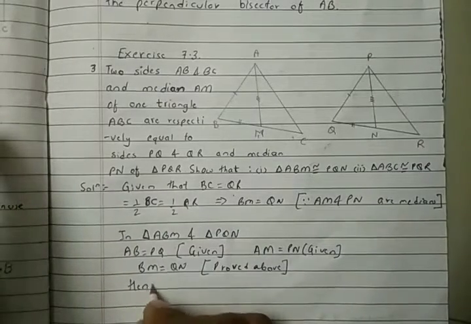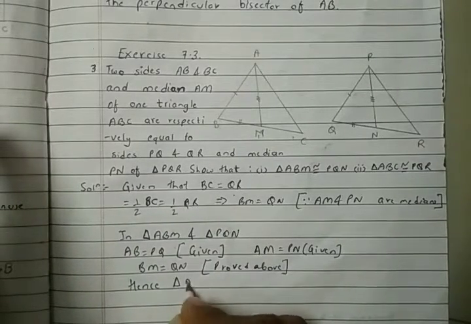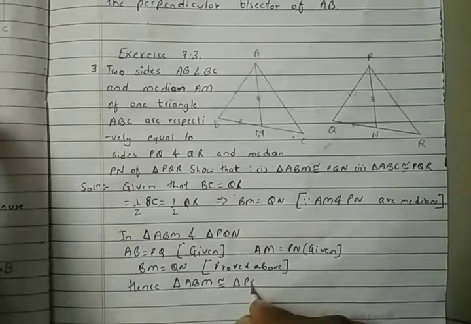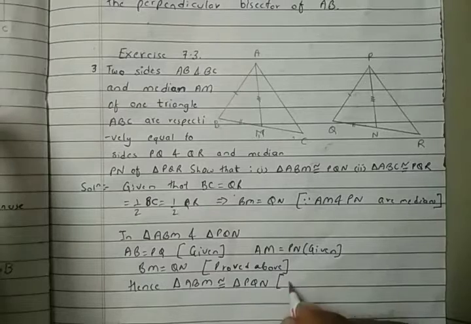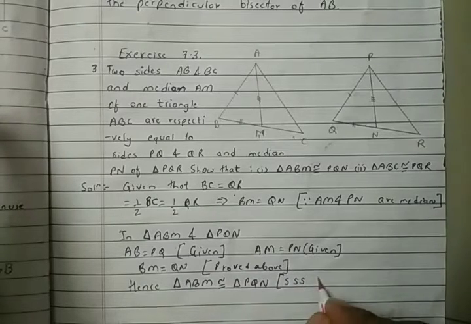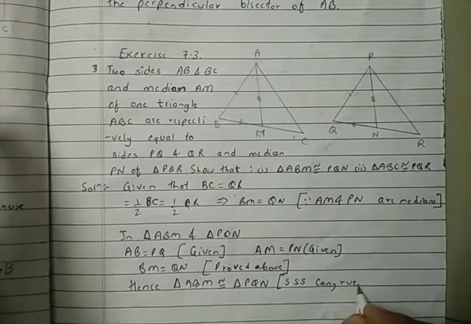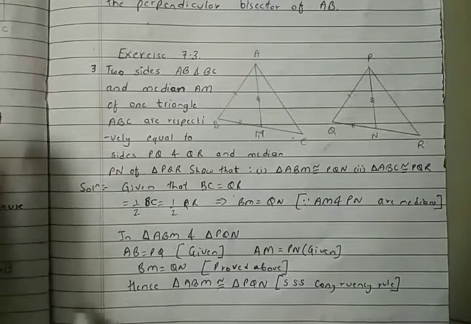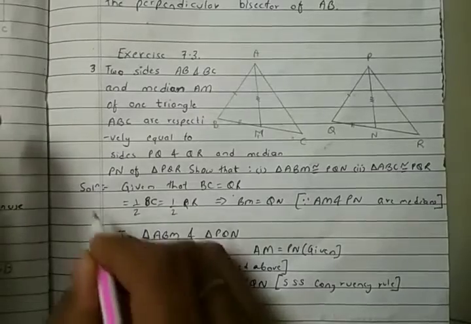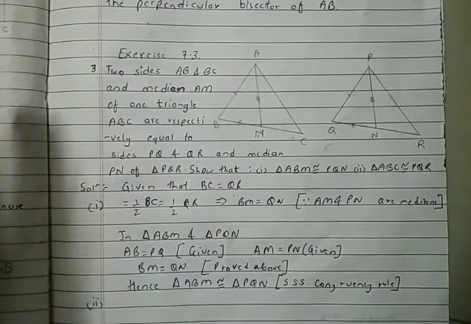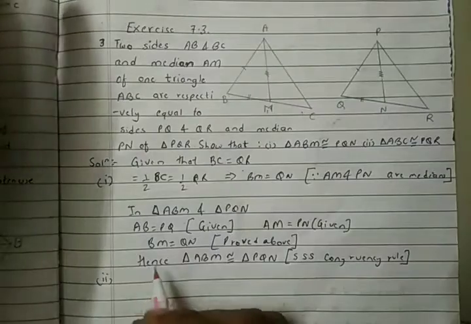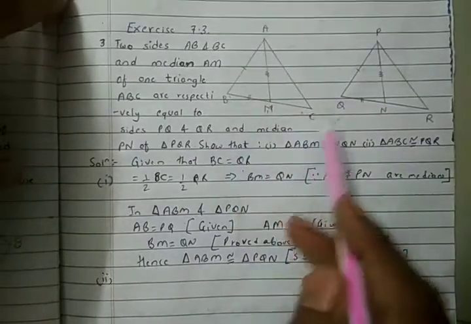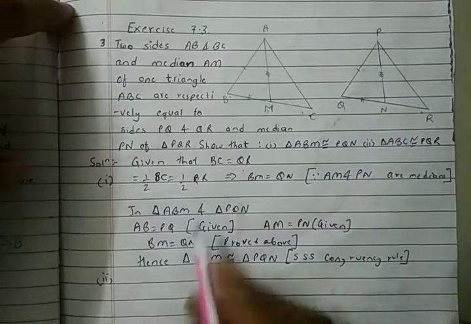Hence, we can say that triangle ABM is congruent to triangle PQN. We can say this by the side-side-side congruency rule. Now we will try to prove the second part of the question. The first part is proved. What is the second question? We have to prove that triangle ABC is congruent to triangle PQR.